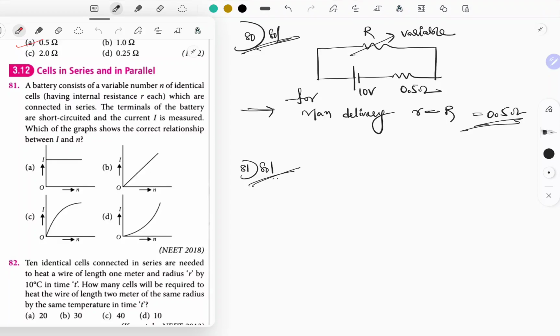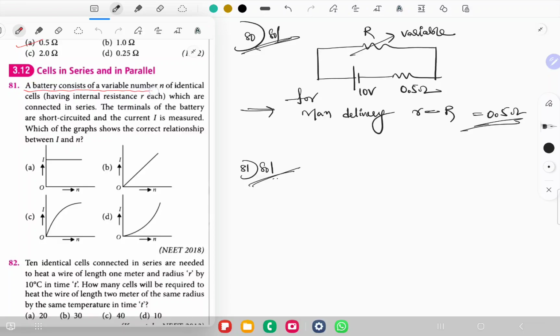Till now we discussed numericals based on combination of resistors and basic information about EMF of a cell and internal resistance. We did solve so many numericals based on the topics. Today we are going to solve numericals based on cells in series and in parallel. So let me start with question number 81.